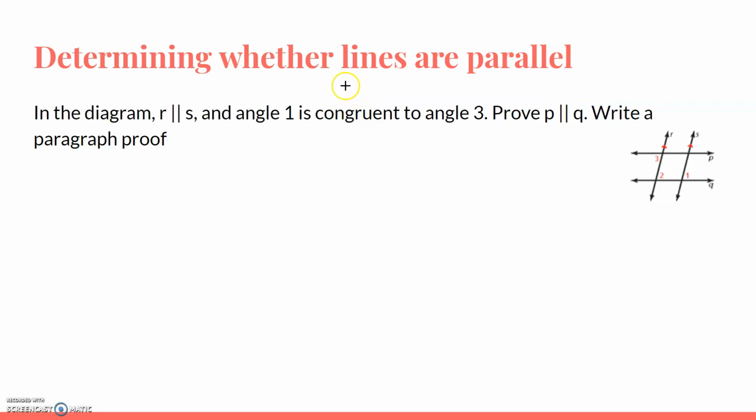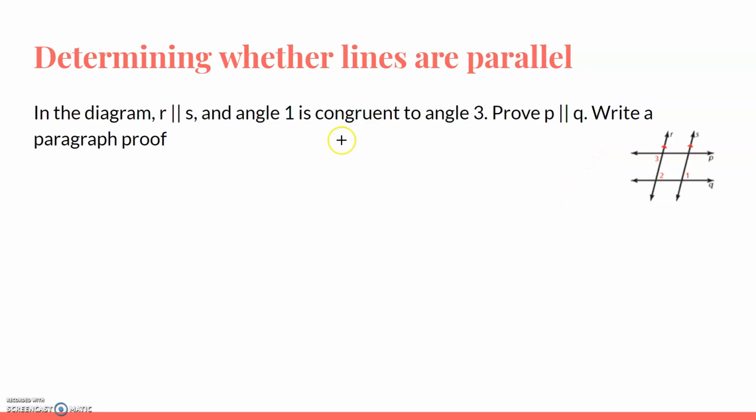Alright, so now determining whether the lines are parallel. In the diagram, R and S are parallel and angle 1 is congruent to angle 3. Prove that line P and line Q are parallel. Write a paragraph proof for this. Pause the video, try this out, and come back for the right answer.